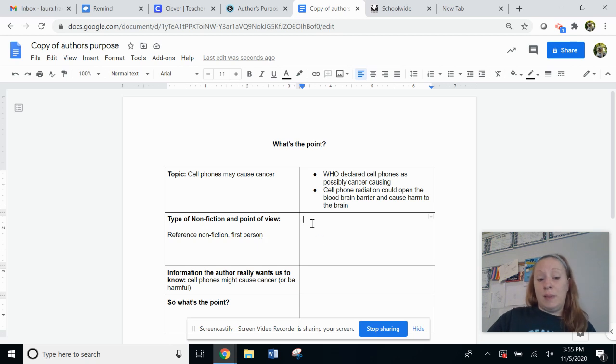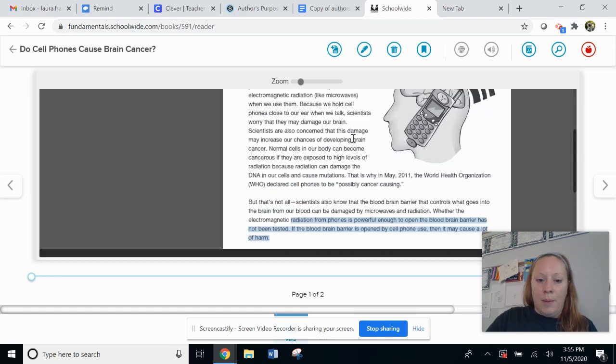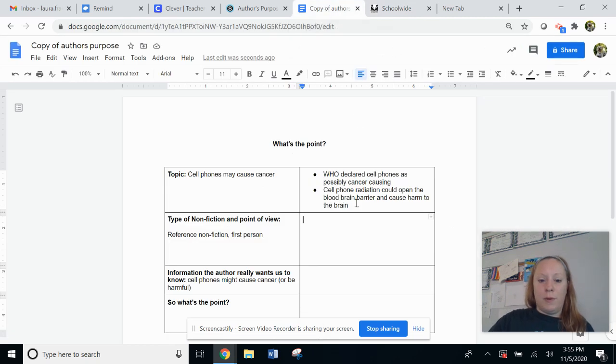So if I'm making the statement that this is a reference nonfiction article told in the first person, again, I need to find some evidence to support that I'm right. Normal cells in our body can become cancerous. That magic word "our" shows that we're putting ourselves into the article. That would be first person. So I'm going to bullet this again. And I already forgot what it said.